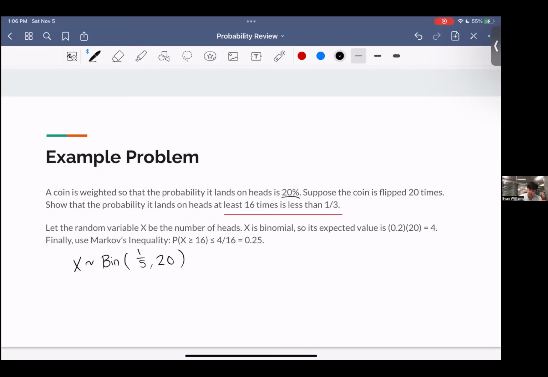And the expectation of this binomial random variable is just going to be the product, right? It's np from what we saw on one of the prior slides. So this is just going to be 4, right? And so the probability that x is greater than or equal to 16 is just going to be upper bounded by the expectation of x, which is 4, over 16, which is equal to 0.25, which is indeed less than a third. All right.